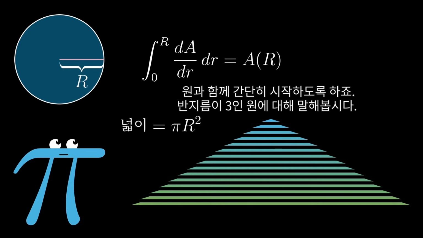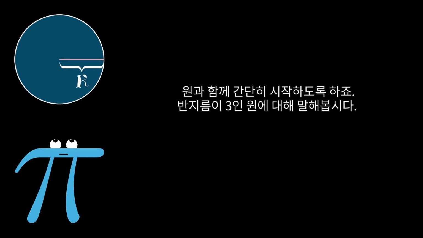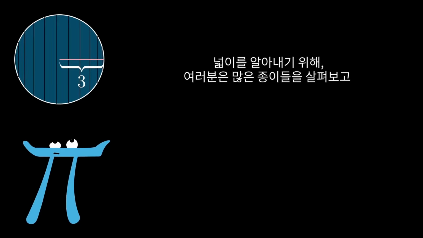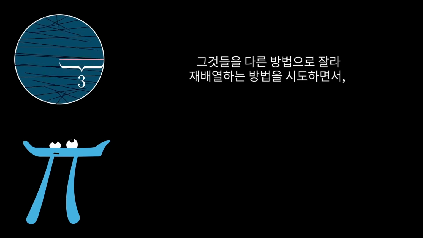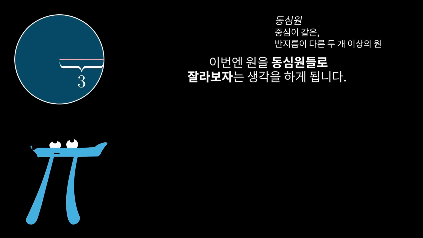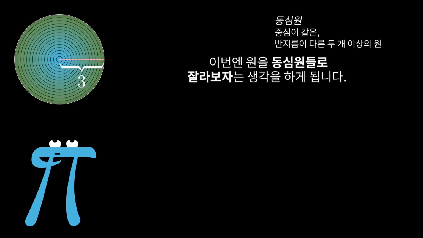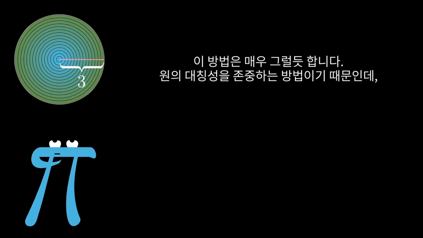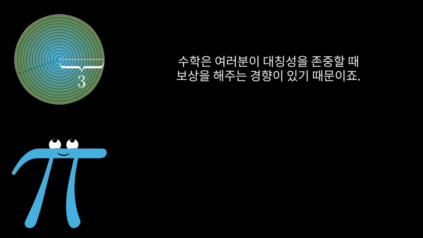But the story starts more simply, just you and a circle, let's say with radius 3. You're trying to figure out its area, and after going through a lot of paper trying different ways to chop up and rearrange the pieces of that area, many of which might lead to their own interesting observations, maybe you try out the idea of slicing up the circle into many concentric rings. This should seem promising because it respects the symmetry of the circle, and math has a tendency to reward you when you respect its symmetries.